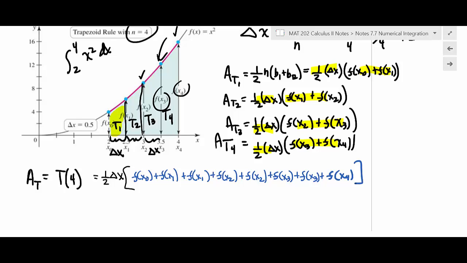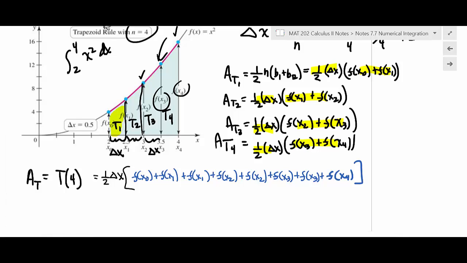Now what's left is all this stuff right here. Okay, all that stuff there. Now, what do you notice here? See how you have 2 of the x1s, 2 of the x2s, 2 of the x3s. You only have 1 of the last and 1 of the first. So this is where this trapezoid formula now starts to come together.